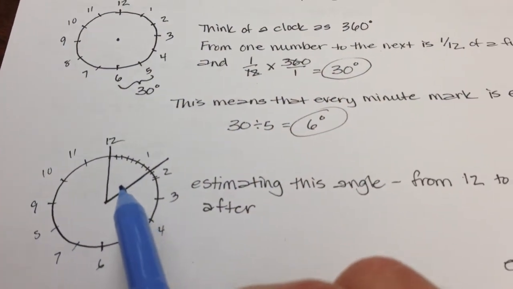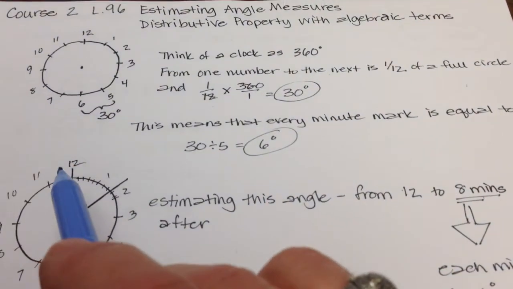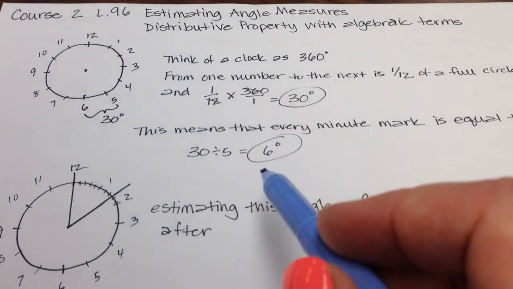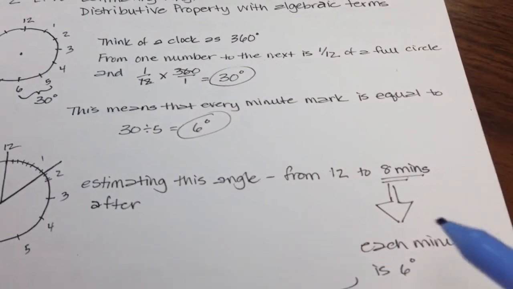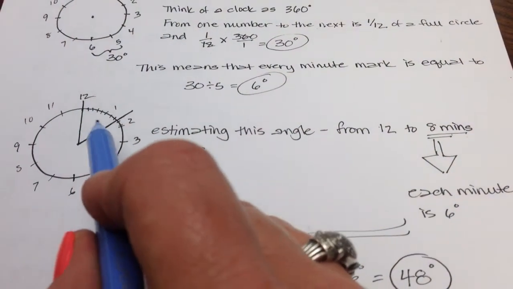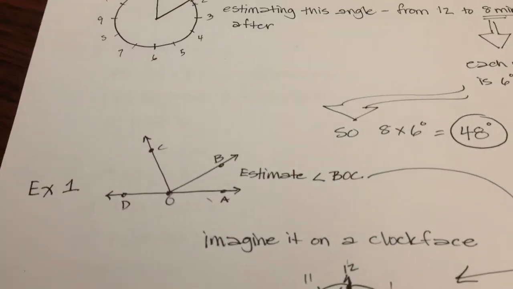So here we go. It says estimate this angle. It says from the 12 until 8 minutes after. Okay, so we have 8 minutes. How many degrees is each minute? 6. So we're going to do 6 times 8. So this angle right here is 48 degrees. Okay, easy peasy.